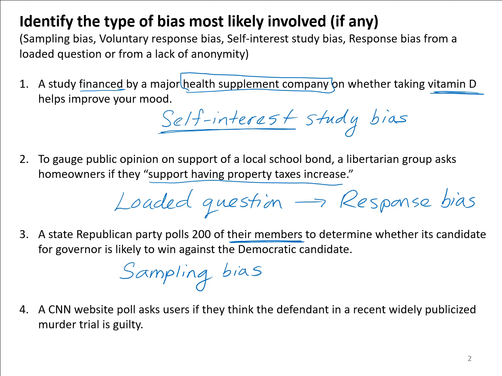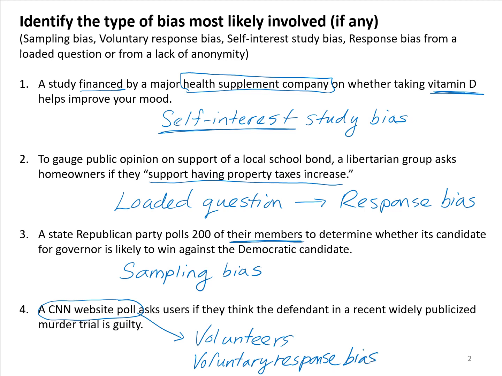Our fourth example, a CNN website poll asked users if they think the defendant in a recent widely publicized murder trial is guilty. Notice this is an online poll, and generally website polls just ask for whoever happens to be there to respond. And so this would be a volunteer poll, and so you would tend to get a voluntary response bias. The people who are more likely to answer or respond to this poll would be people who feel strongly about that murder trial.